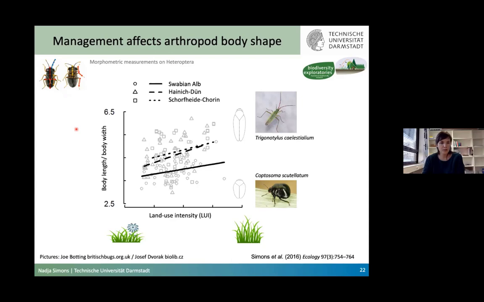So for example, in true bug communities, we found that the average body shape of the community is more long and thin rather than thick and short under more intensive land use. This means that communities under intensive land use are more dominated by species that have a very pronounced long and thin body shape, such as this one. On the other hand, communities under extensive land use have a more balanced composition of body shapes. So they have an equal share of species that are more round and thick like this one. One possible mechanism behind this shift could be that long and thin species are better adapted to high grasses, which dominate under intensive management.